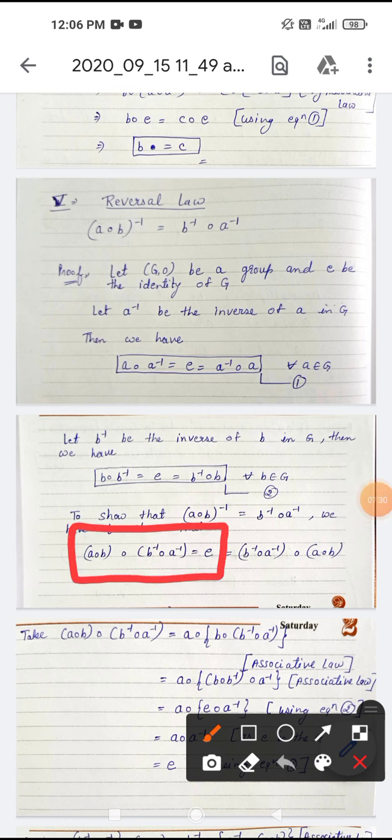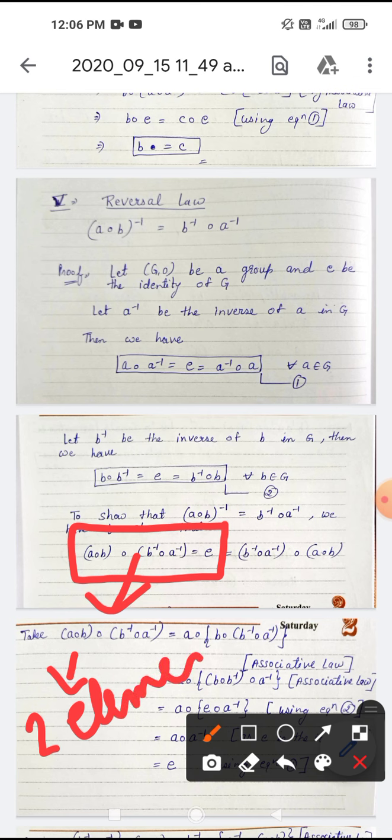So, start by taking the left hand side only, that is we take A operation B operation B inverse operation A inverse. Here you treat A operation B as two elements and treat this as a single element, this one.